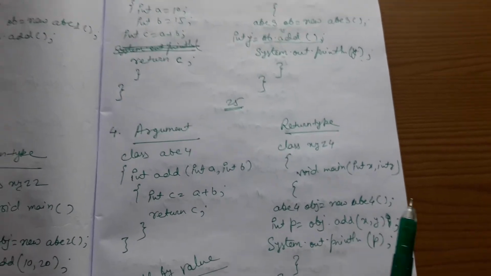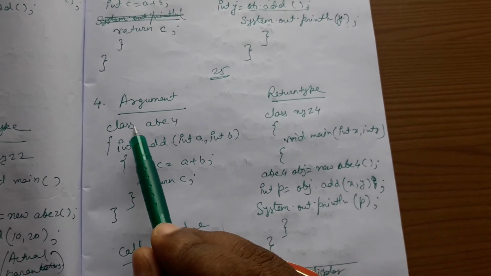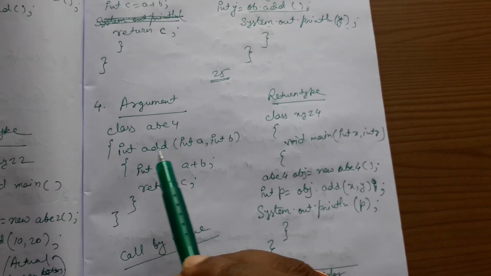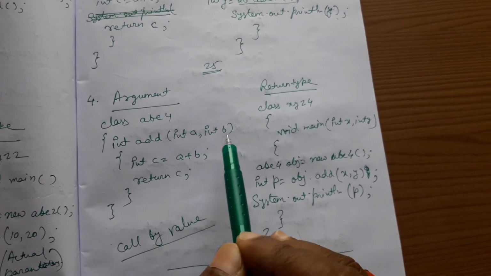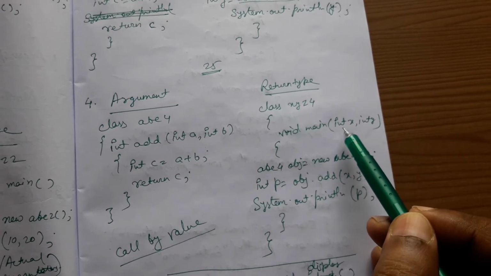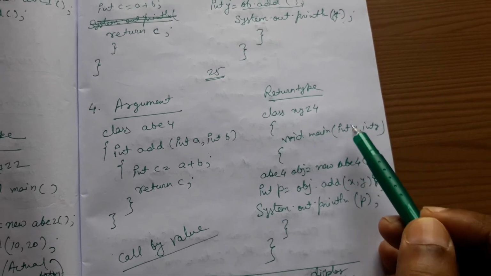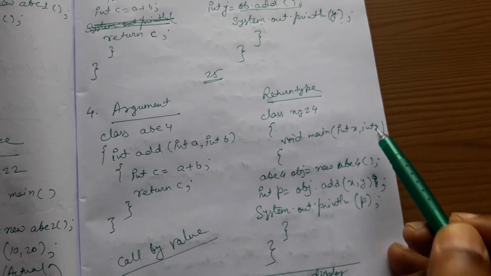Another one, where the argument is also there and the return type is also there. Now you see class ABC4, we have arguments or parameters. C equals A plus B, return C. And here we are taking two values. Using the scanner class also we can take, but directly also we are taking here, int X, int Y.